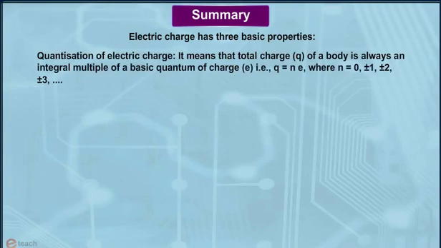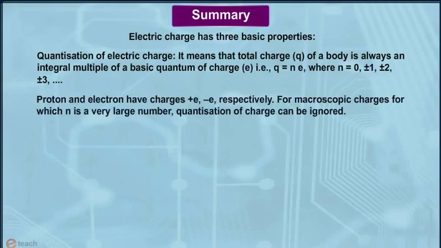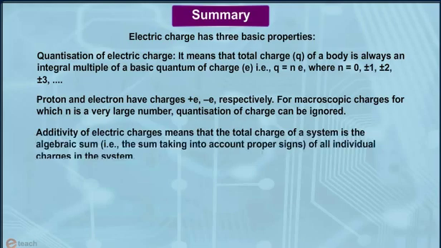Quantization of electric charge. It means that the total charge of a body is always an integral multiple of a basic quantum of charge, that is, Q = Ne, where N = 0, ±1, ±2, ±3, and so on. Proton and electron have charges e and -e respectively. For macroscopic charges, for which N is a very large number, quantization of charge can be ignored.